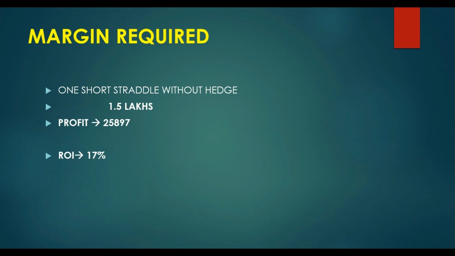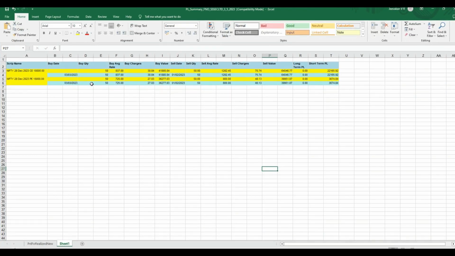So lastly, let me open the P&L statement of my account and show you at what price I entered and what price I exited. I already filtered out the prices. The 18,000 call option, the sell price was 1,282 rupees and the exit price was 837 rupees. When it comes to the 18,000 put option, the sell average price was 800 rupees and I exited at 725 rupees. So the profits made in these two options are 22,165 rupees in call option and 3,674 rupees in put option. So in total somewhere around 26,000 rupees.